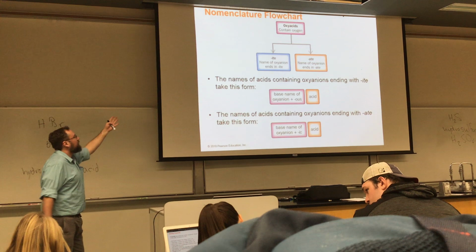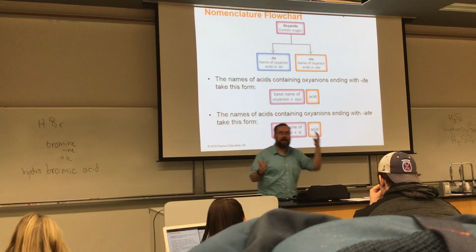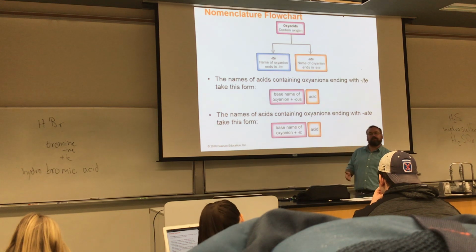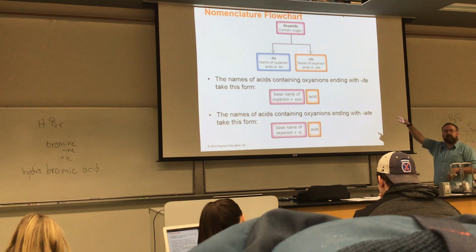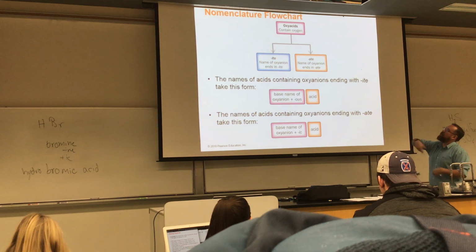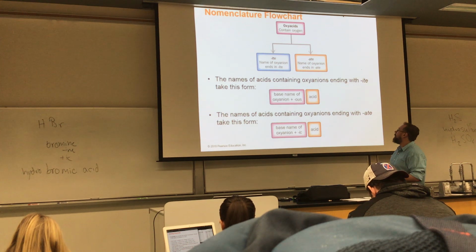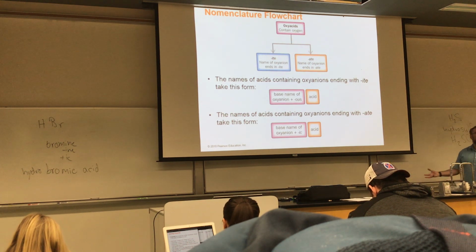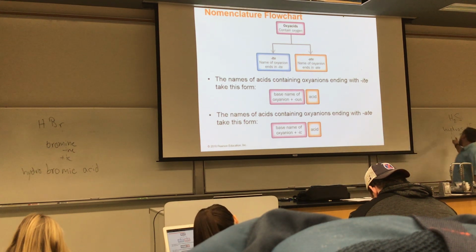In the flowchart for naming oxyacids, is the anion counterbalanced by hydrogen so that we know it's an acid? Then, does it contain oxygen? Then it must be an oxyacid. If it's named, does it end in ite or ate? Because that changes whether we add the us or the ic acid. And this is where we get back to here.